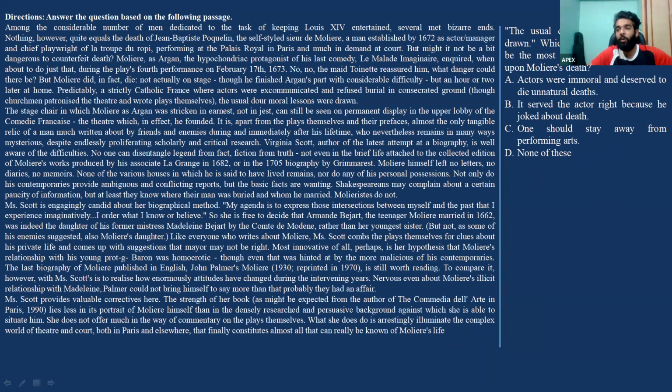Okay. The usual sad moral lessons were drawn. Now, what is this moral lesson that we are able to draw about M's death? Can we see that actors were immoral? No, actors were not immoral, and this is something that the church believed. Okay, yeah, but this was nowhere brought out by the church. It served the actor right because he joked about that. Yeah, now this could be thought of, but let's see the other ones also. One should stay away from performing arts. No, obviously not. In fact, she's writing an entire biography about him. So none of these is the answer because we still have B in play.